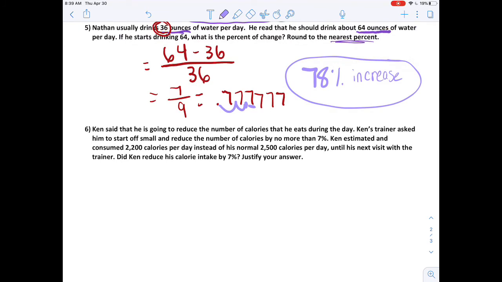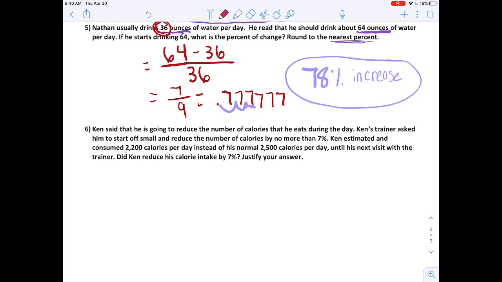Last question we're going to do together. Number 6. Ken said that he is going to reduce the number of calories that he eats during the day.